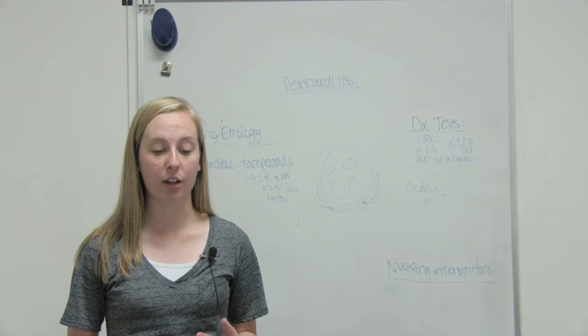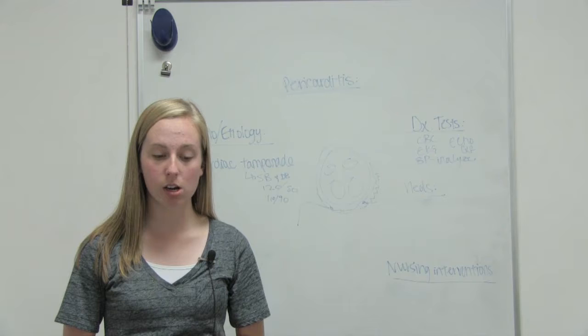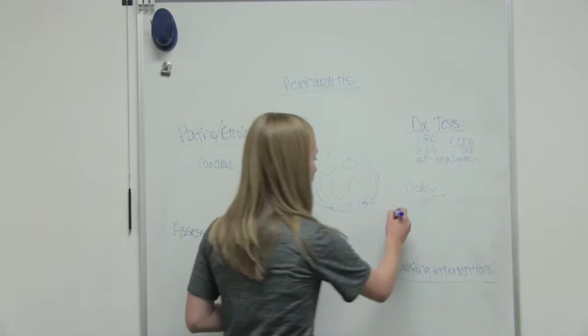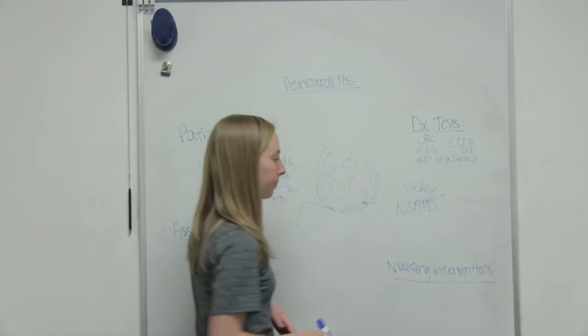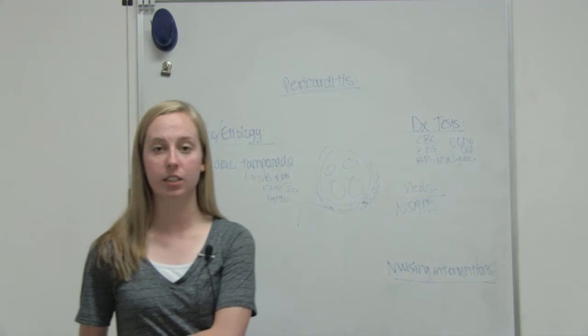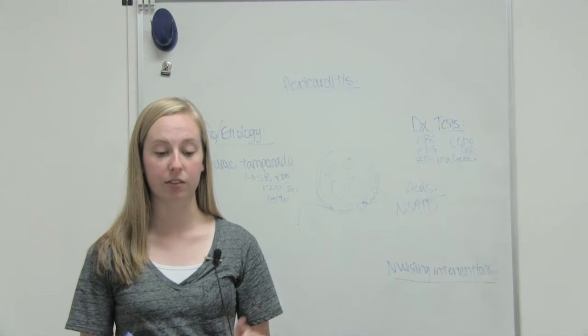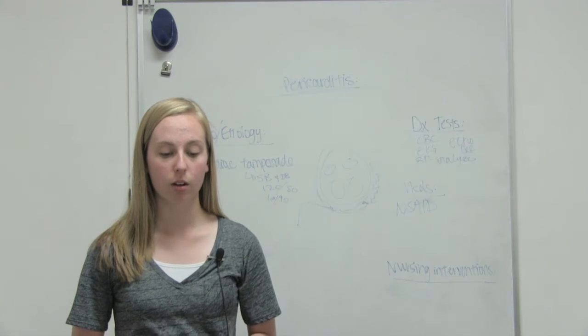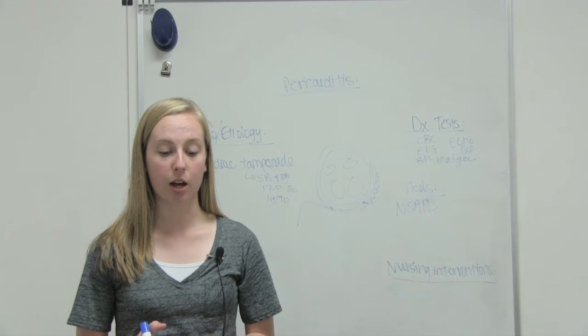So when we figure out that this is pericarditis, some things that we can do is give the patient corticosteroids or NSAIDs. NSAIDs are really great for inflammation like this. Again, we have to assess for any other contraindications with NSAIDs because there are lots of things that NSAIDs can cause as well.